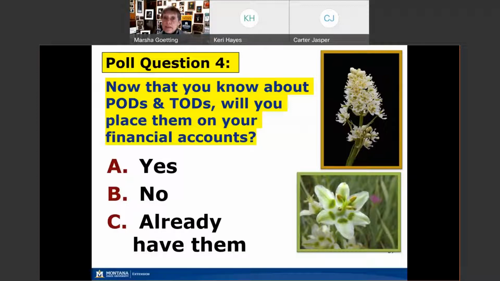All righty. Now, you know about PODs and TODs. Will you place them on your financial accounts? This is an action that you can take this afternoon if you want to, the weather permitting. So yes, no, or do you already have PODs and TODs? Let me know in the polling question.